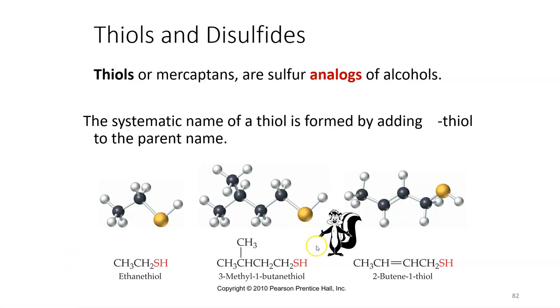A lot of times sulfur-containing compounds do not smell really great. These two compounds here are what a skunk scent encompasses. So these two thiols, 3-methyl-1-butanethiol and 2-butene-1-thiol, are what make skunks stink.